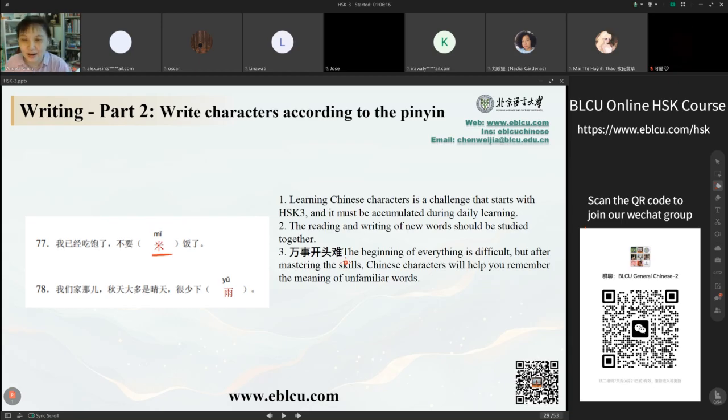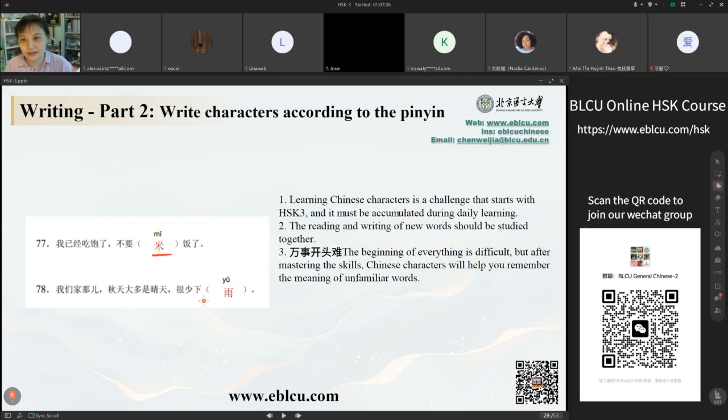There is a saying in Chinese, 万事开头难. That means the beginning of everything is difficult. Of course, it will be very difficult at the beginning if you study Chinese characters. But after you have learned some Chinese characters, you will find the characters will help you remember the meaning of some unfamiliar words, or recognize a new word. So it can be a helpful thing, not a difficult thing, when you grasp the rules of Chinese characters. When you start learning Chinese characters, you will find that out.